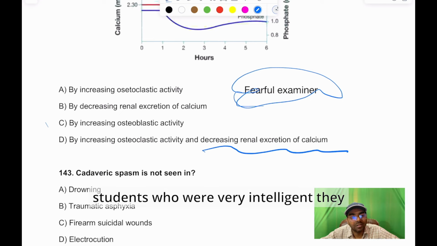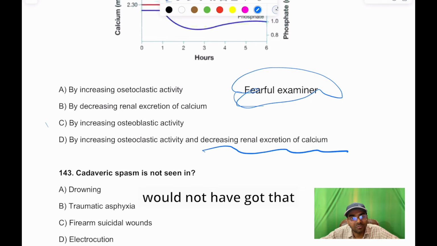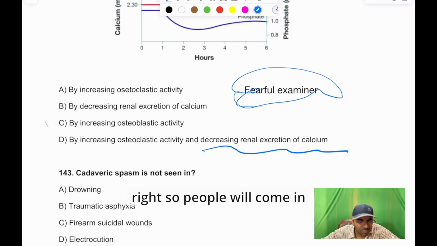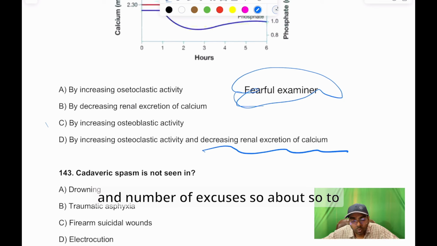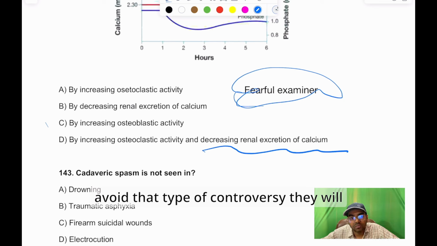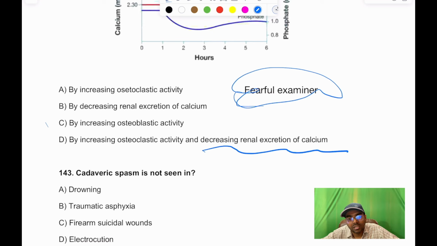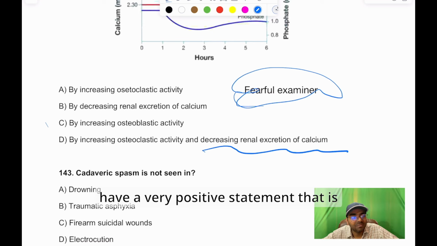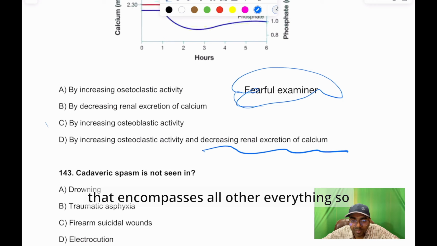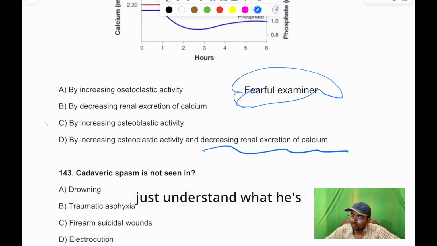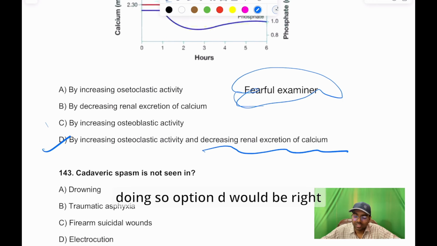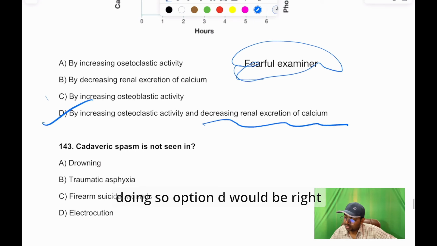Students who are very intelligent would not have got that right. So people will come with n number of excuses. To avoid that type of controversy, they will have a very positive statement that encompasses everything. So just understand what he is doing. So the option D would be right.